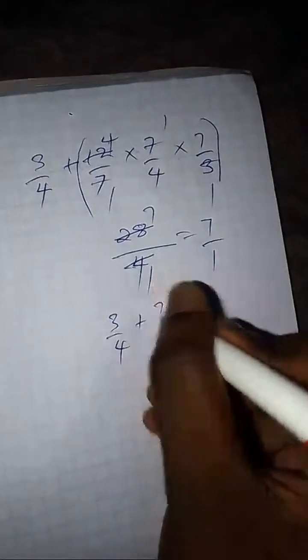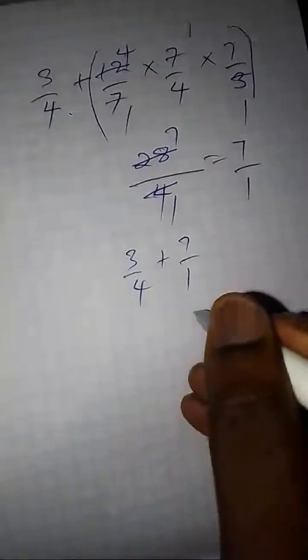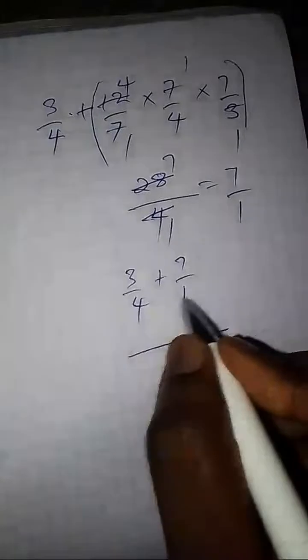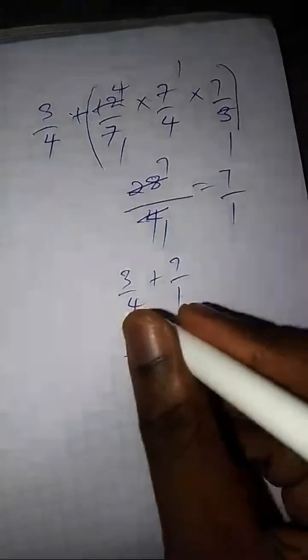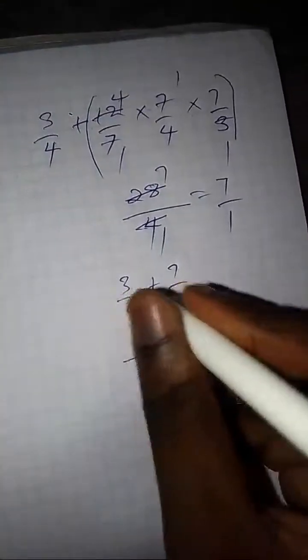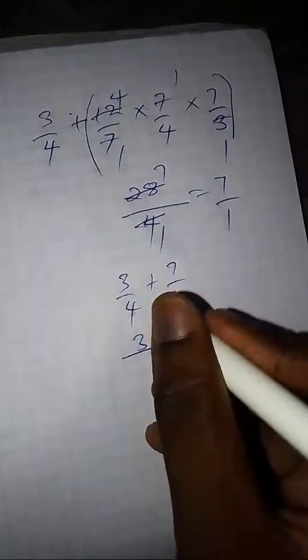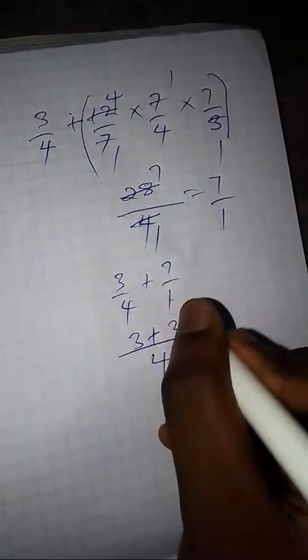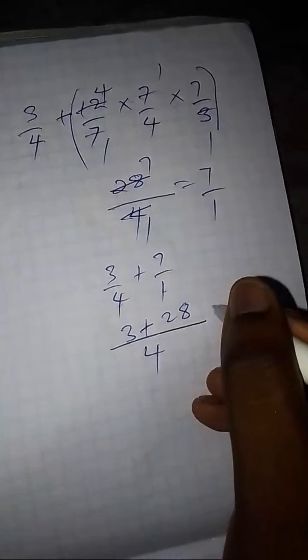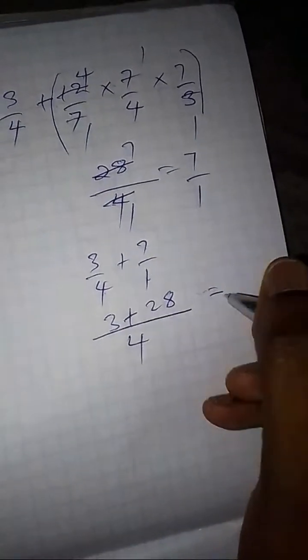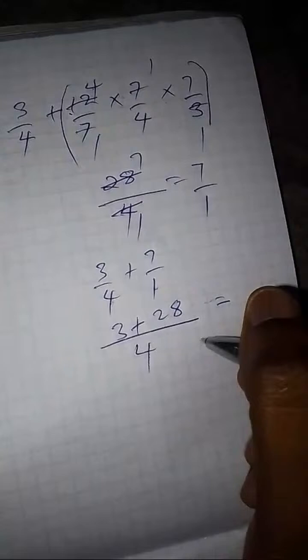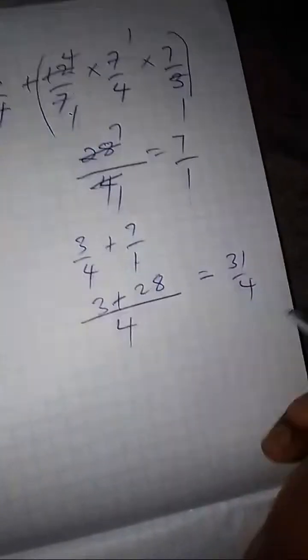So we shall have 3 over 4 plus 7 over 1. As we had said last time, we multiply, 1 times 3 is 3, plus this one is 28. So here becomes 28 plus 3, 31 out of 4.